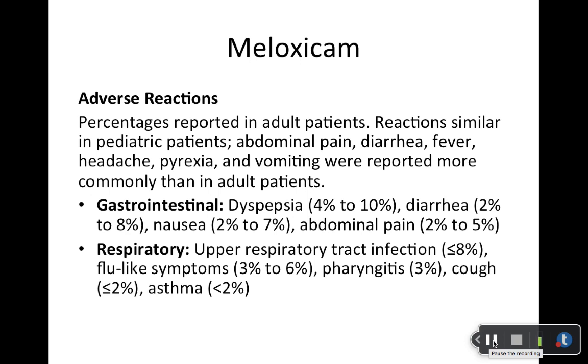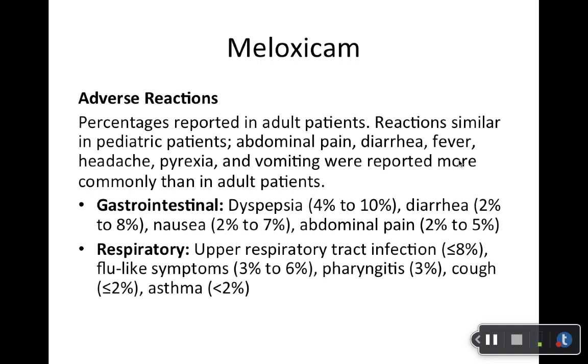Adverse reactions. It's interesting that there's a note that the adverse reactions from Meloxicam can vary depending on whether you have a pediatric patient or an adult. These percentages are reported for adult patients, but they are similar in pediatric patients for the most part, but specifically abdominal pain, diarrhea, fever, headache, pyrexia, vomiting were reported more commonly than in adult patients. So these adverse effects up here are going to be more common in your pediatric patients than your adult patients.